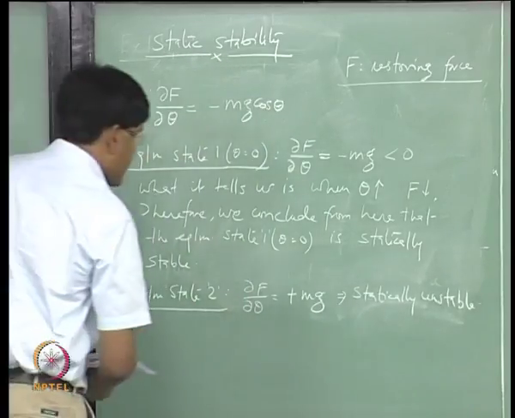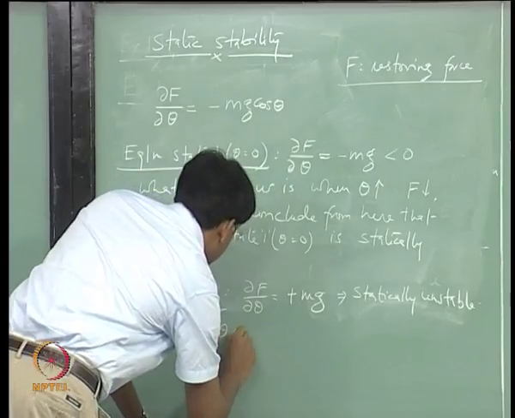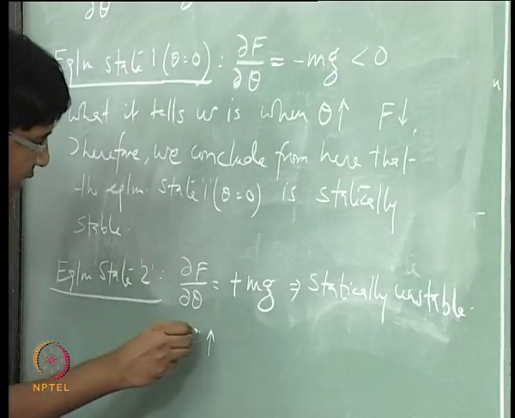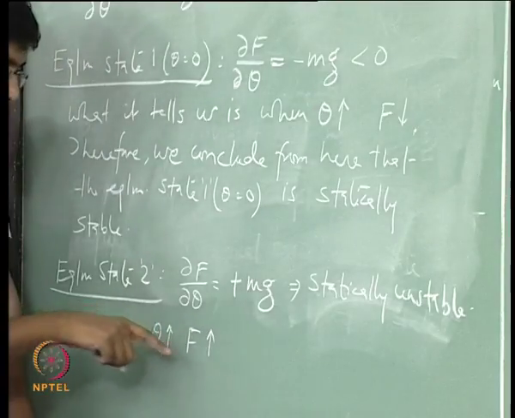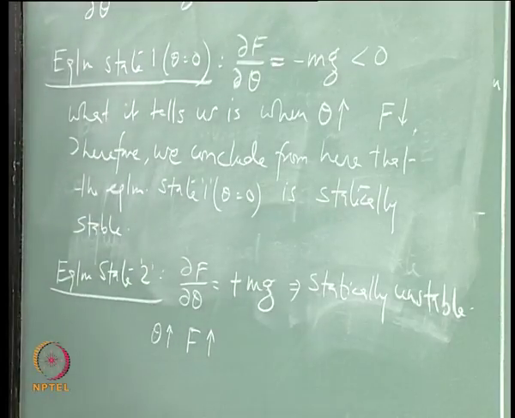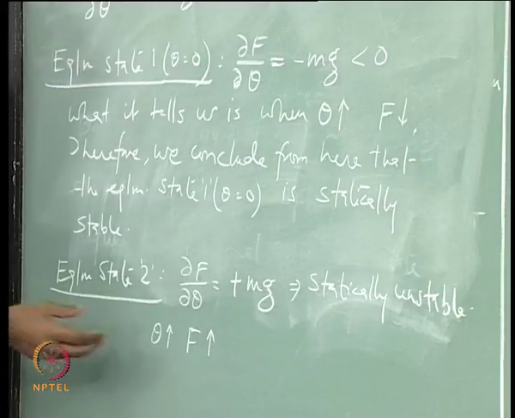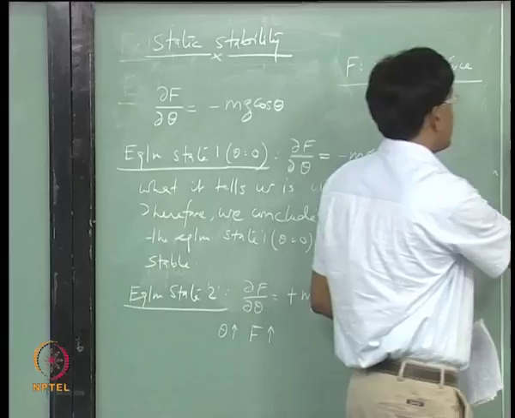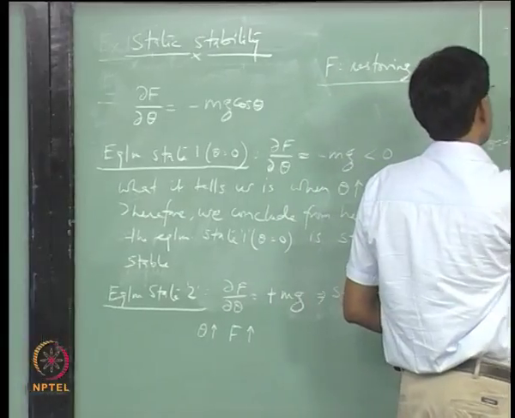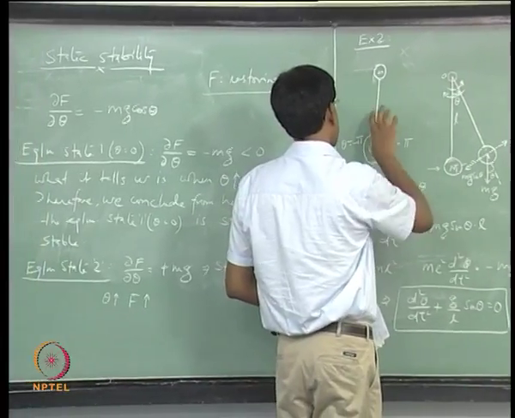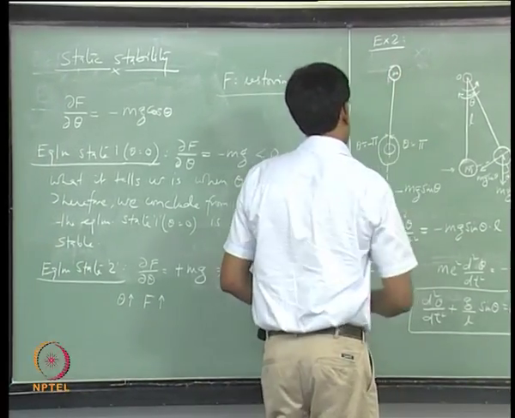So, what is happening in this case is when theta grows, this force in the direction of increasing theta is growing. So, it is going to further increase theta, and theta is the disturbance. So, it's a change from this equilibrium state.